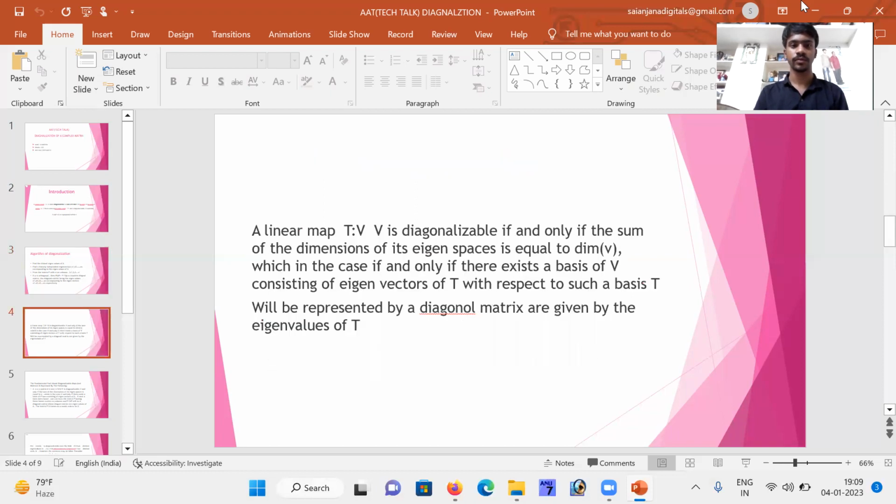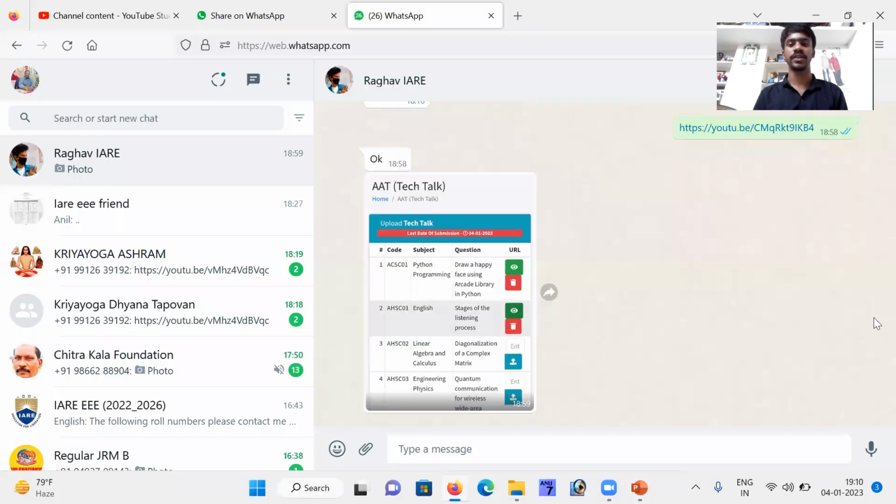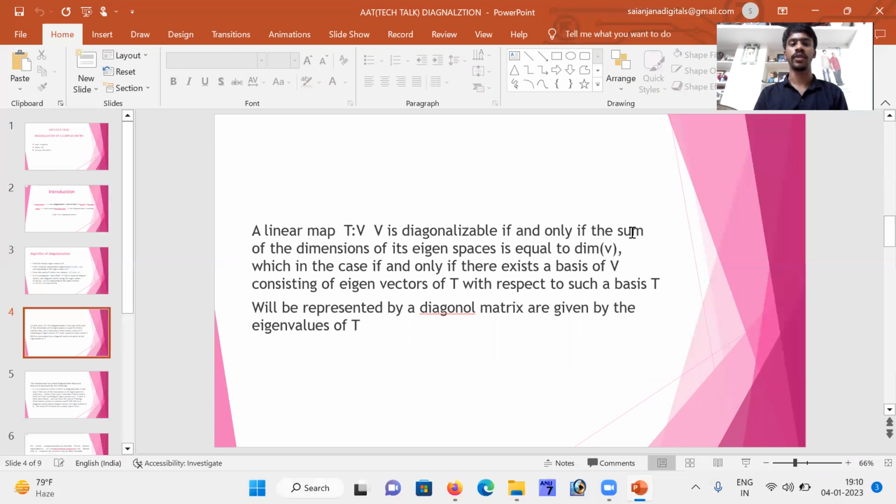It's like a linear map T from V to V. T is diagonalizable if and only if the sum of the dimensions of its eigenspaces is equal to dim of V, which is the case if and only if there exists a basis of V consisting of eigenvectors of T. With respect to such a basis, T will be represented by a diagonal matrix, whose entries are given by the eigenvalues of T.